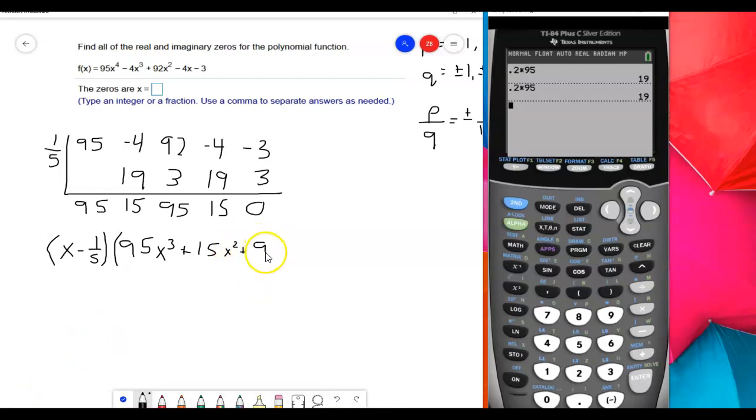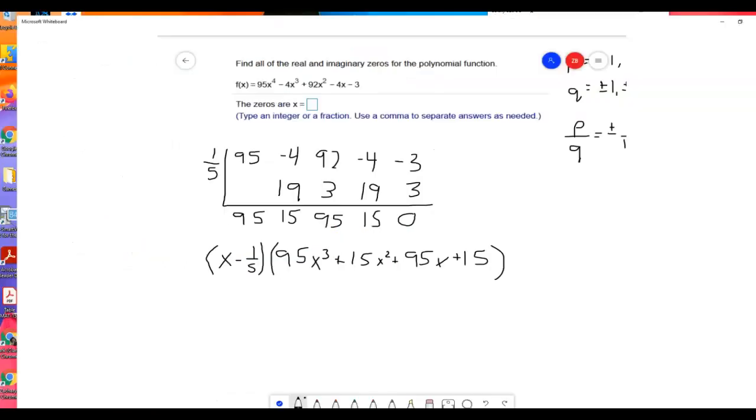Plus 95x plus 15. All right. Whew, that was a pain. All right, so now this is still a 3rd degree polynomial here, but I do have another root that we know. What is the other one?